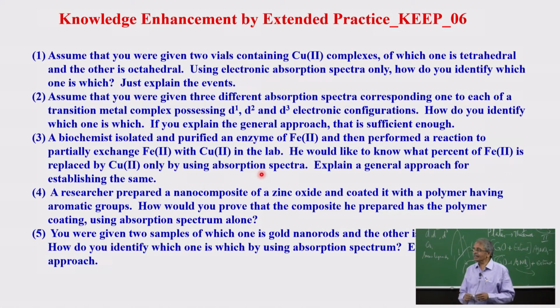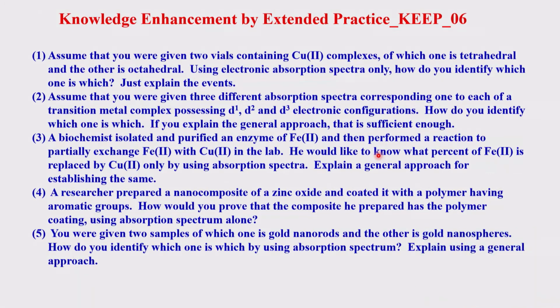Okay, so again, you can have a completely iron 2 containing spectrum and a completely copper 2 containing spectrum as controls. Now for the mixture, you compare the absorption spectrum of whatever mixture he has made with that of these. From this you can quantify how much iron is still there, how much copper is introduced. So just by quantification, by overlaying the spectra, then deconvoluting and comparing.